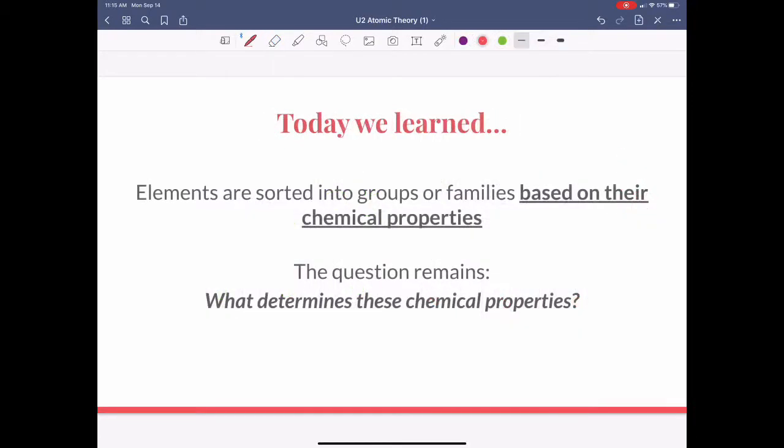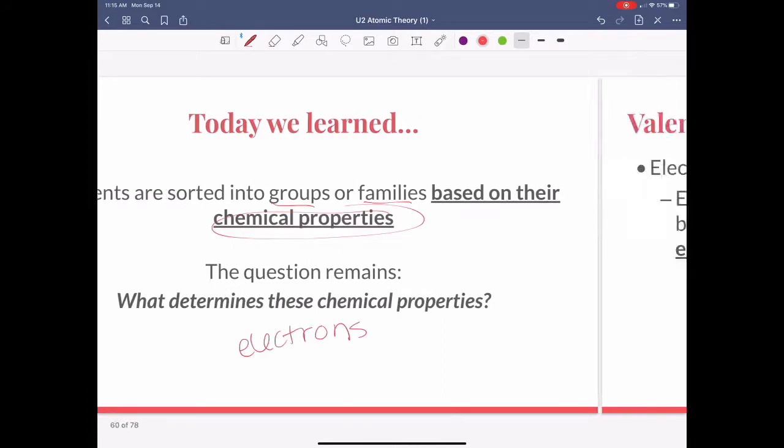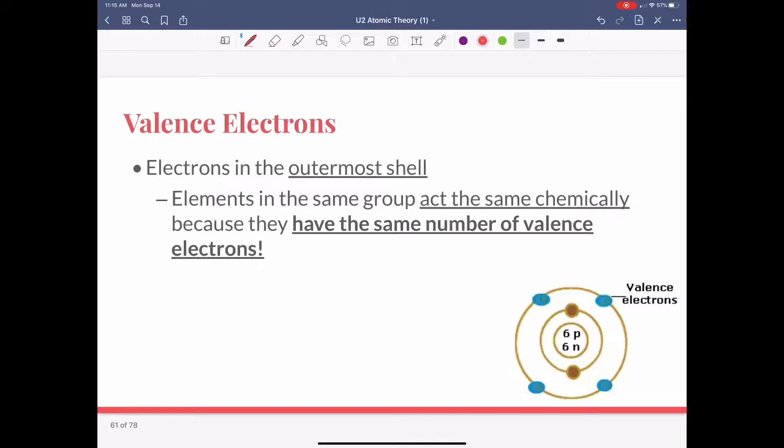Now let's take our Bohr models and make a connection back to how our elements are sorted into groups or families, their columns, based on their chemical properties. So, what determines these properties? Since we said we're going to make a connection between this and the Bohr models, we can assume that our electrons determine these properties, but more specifically, our valence electrons. So valence electrons are those electrons that you saw in the outermost shell of your Bohr models.